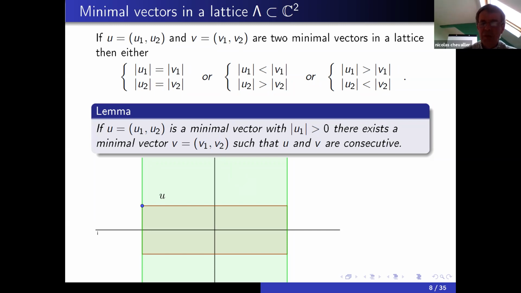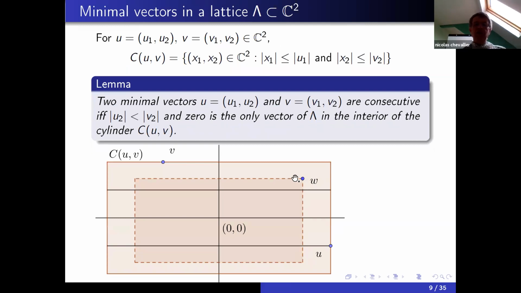And this gives you minimal vectors in the green region. And it will be consecutive because the second coordinate has been chosen minimal. So you have two consecutive minimal vectors. This is easy. Another thing which is easy is that we can recognize with some cylinder when two minimal vectors are consecutive. We just need this notation.